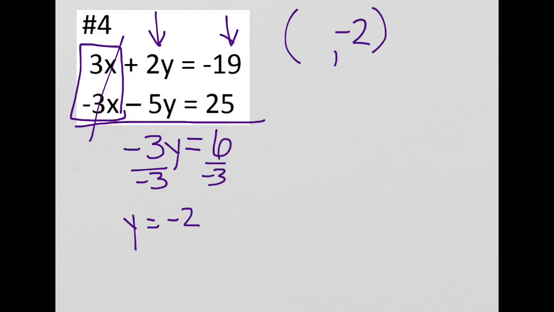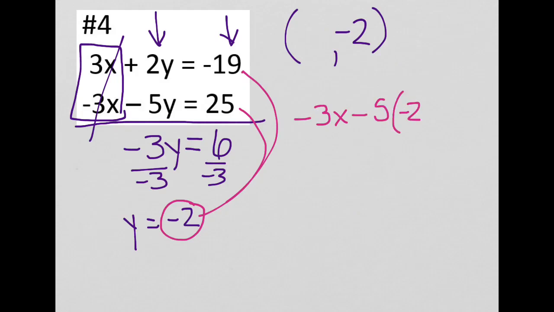You can take this y, now that you know that it's negative 2, and plug it back into either one of these equations. It doesn't matter which one, but we're going to plug it back in for y and solve for x. So this time, just for fun, I'll put it in the second equation. That means that negative 3x minus 5 times negative 2, because y equals negative 2, is going to equal 25. And now we're going to solve for x.